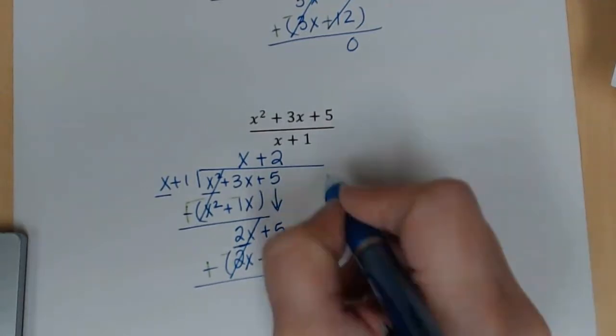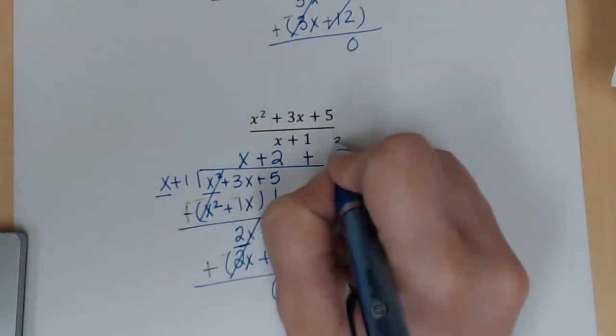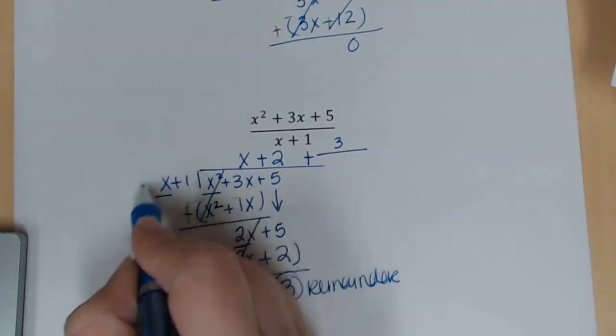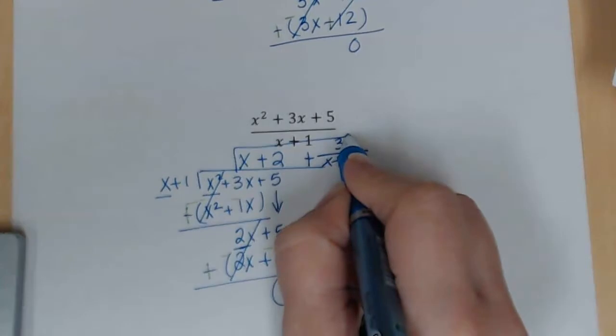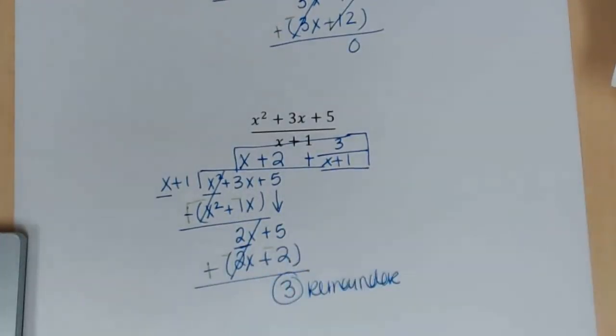Now when I go to write my remainder, I'm going to say plus 3 divided by whatever you're dividing by, x plus 1. And whether you like the way this looks or not, this would be your final answer.